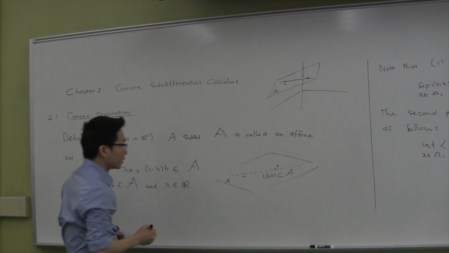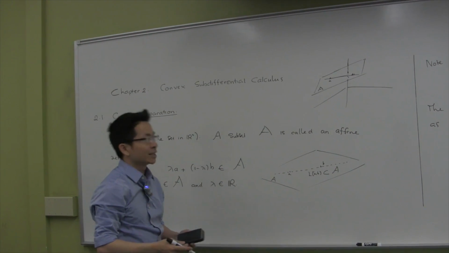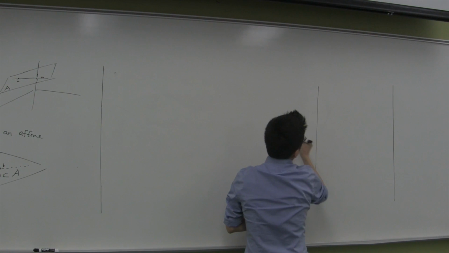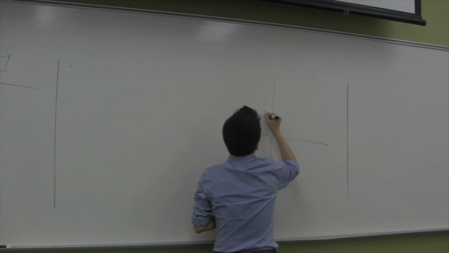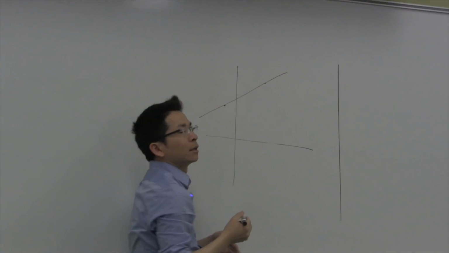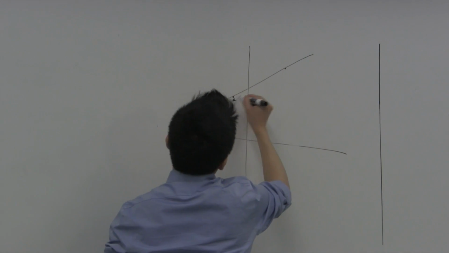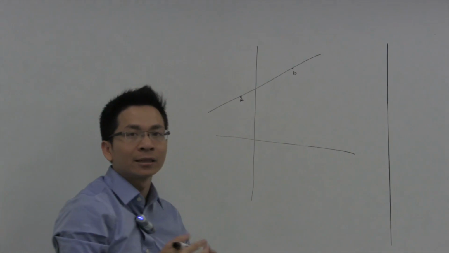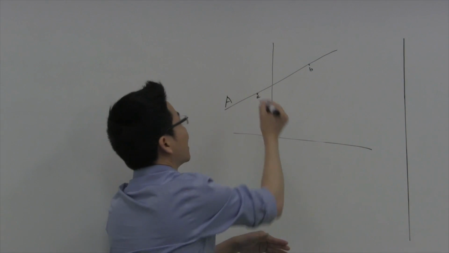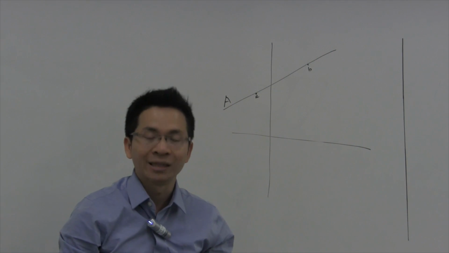Another example is that any line in R2 is an affine set. This is the plane R2. Now, if we look at any line in R2, it is an affine set, because if we take any 2 points A and B in this line, then the line connecting A and B coincides with this set A, and therefore it is a subset of A. So obviously A here is an affine set.